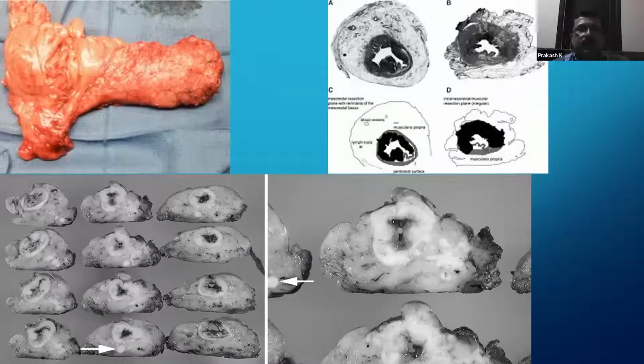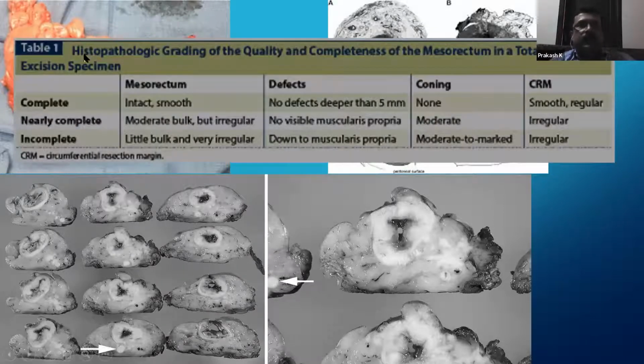And based on that, they have a strict protocol about the pathological specimen as well: how to deal with the margin of the disease, how to do the pathological processing, and how to get the circumferential margin. All these are important in correctly getting the preoperative and postoperative staging, so that you can tailor the treatment according to the disease. And nowadays, the pathologists qualify the completeness of mesorectal resection as complete, nearly complete, and incomplete.